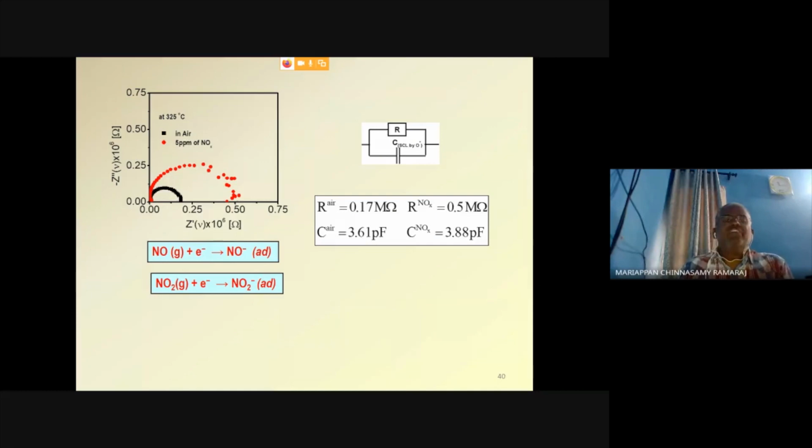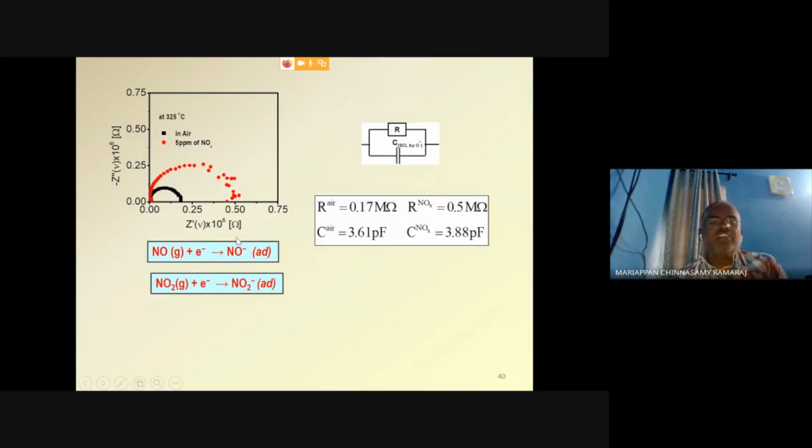And then what we have done, we fixed a particular temperature, 325 degrees Celsius, and then we introduced 5 ppm of NOx. This is in the presence of air and this is in the presence of NOx, and then suddenly the resistance increased like this. So now we analyze this spectra, and here we extracted the resistance and the capacitance. The resistance in the presence of air is 0.17 mega ohms, and in the presence of NOx it is 0.5 mega ohms. Similarly, there is a change in capacitance also here.